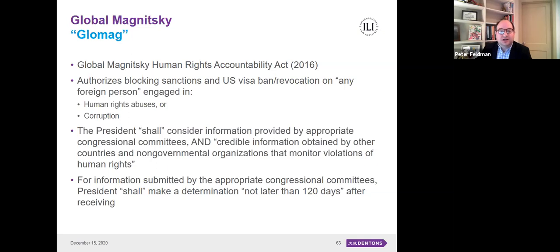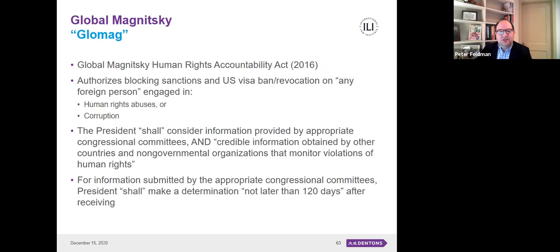What's particularly interesting about this statutory mechanism is the pride of place it gives to NGOs. We don't see this in other sanctions programs. And the same goes for the pride of place it gives to those four congressional committees, Senate Banking and Foreign Relations and House Financial Services and Foreign Affairs. In the case of the congressional committees, what's even more interesting than the special shout out they get is that there's actually a statutory mechanism that requires the president to consider information that those committees provide and make a determination about the information that's presented to him or her.